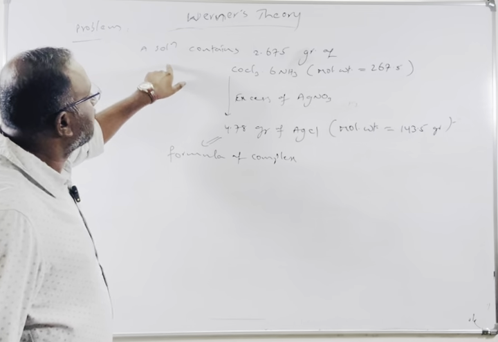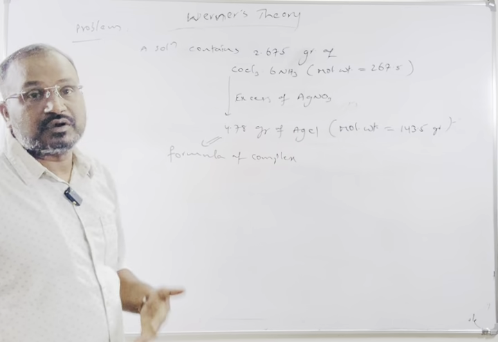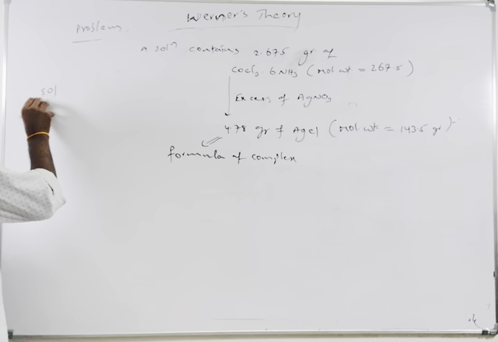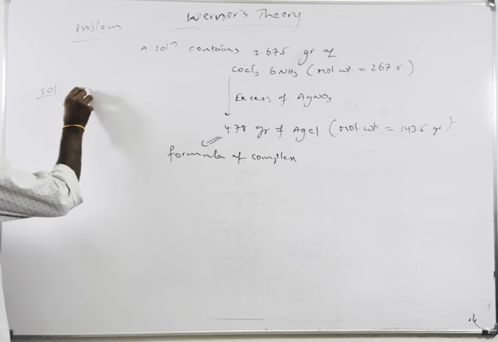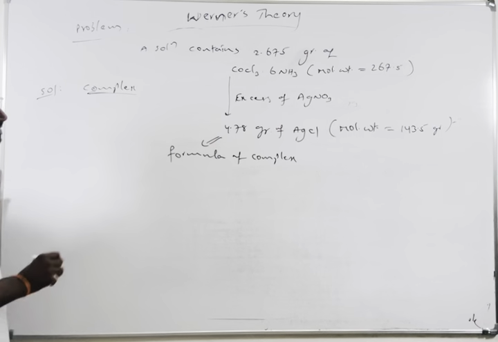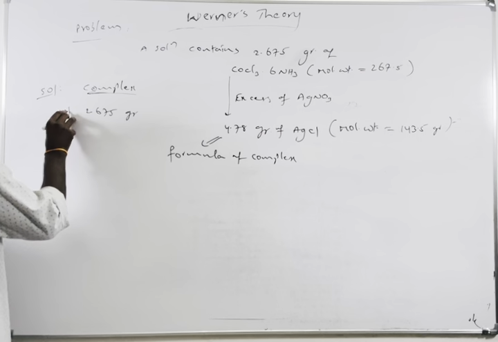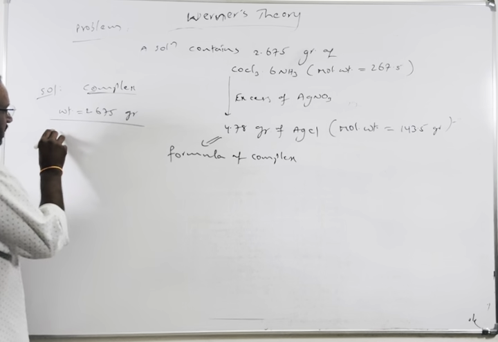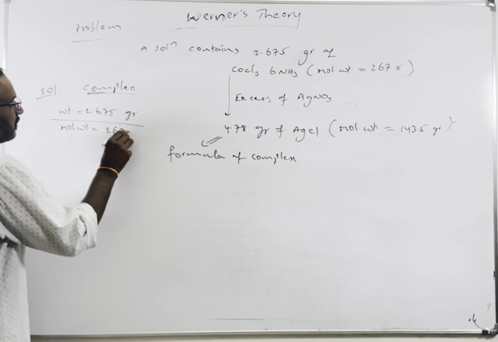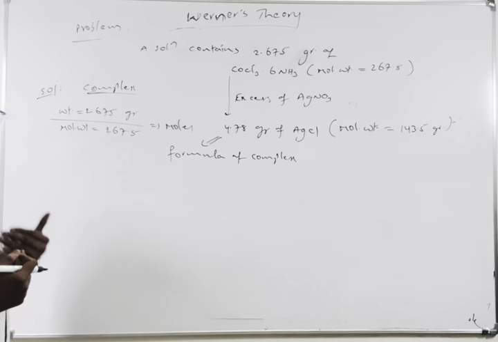So here he has given the weight of the complex, the weight of AgCl. So we have to convert that into moles. First, I am converting the complex. 2.675 grams of weight he has given. If I divide that with the molecular weight, you will get moles. So weight by molecular weight is moles.